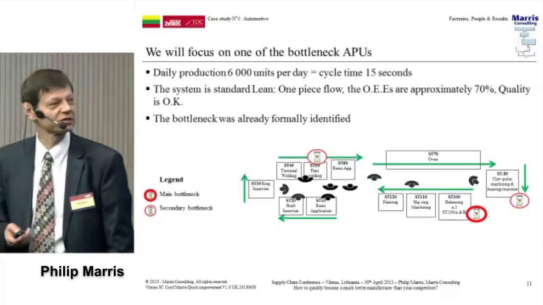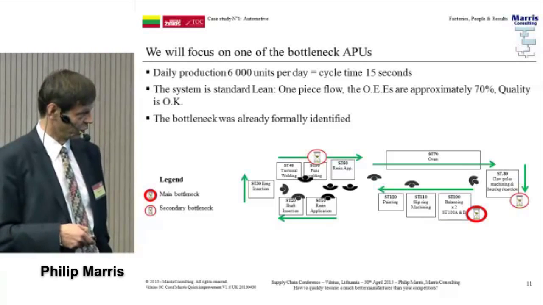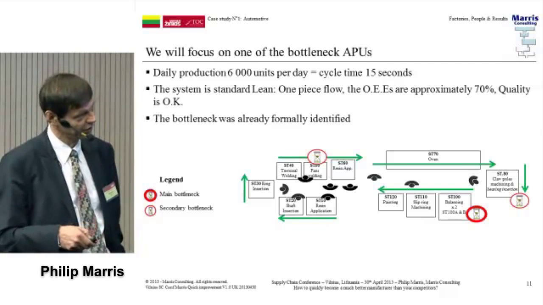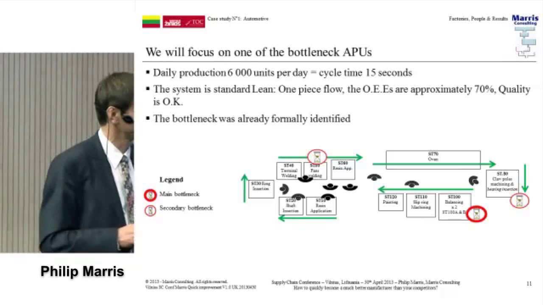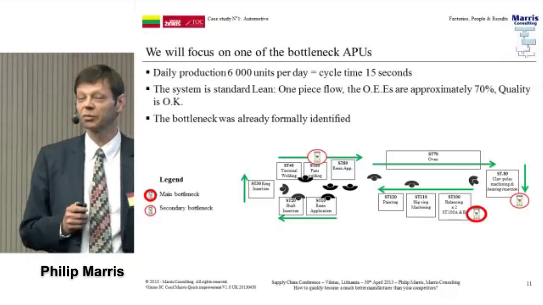So what should you do? They had as many people as they wanted. There's a nice one-piece flow going around. I haven't shown the conveyor belt, but there was a conveyor belt going around, so, beautiful one-piece flow. Pretty good results. How can we produce more?